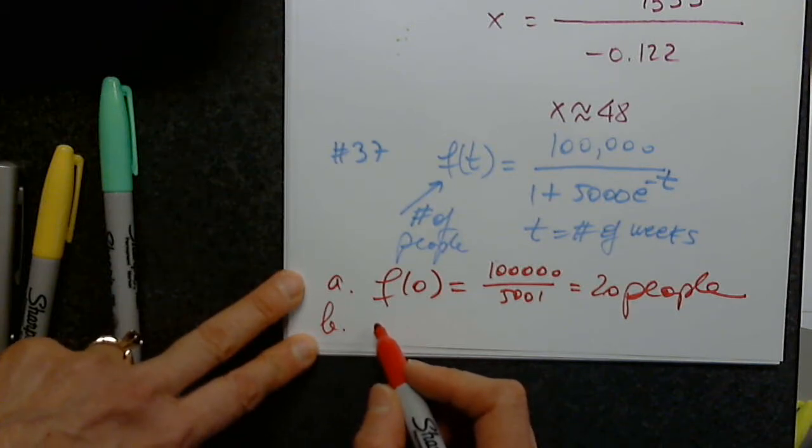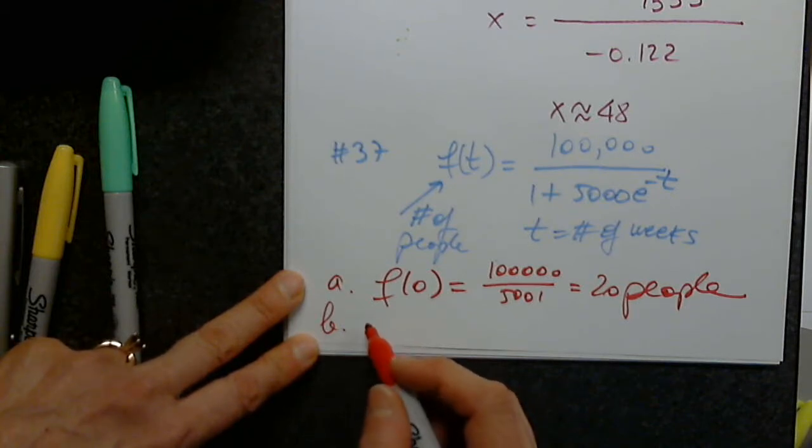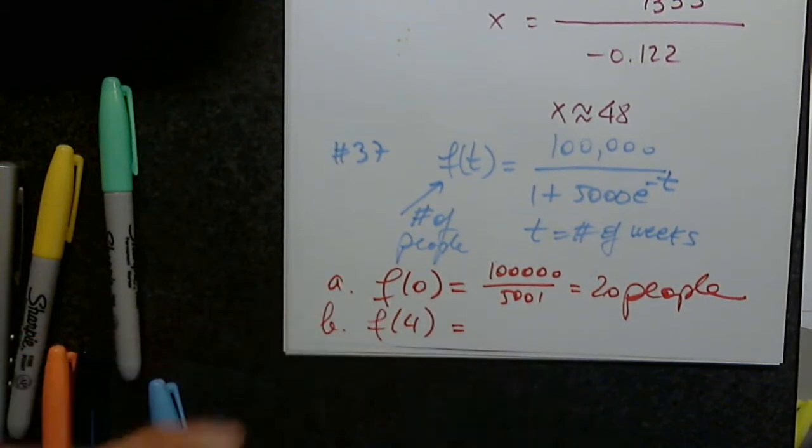So how do I find that? What do I have to do? Indeed. Okay, so with the graphing calculator, 100,000 divided by, in parentheses, 1 plus 5,000 times E, and that is negative 4, close the parenthesis. And let's see what we get. 1,080.